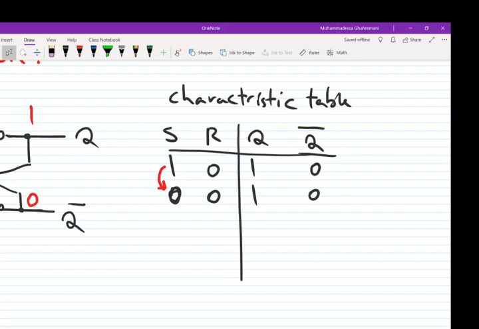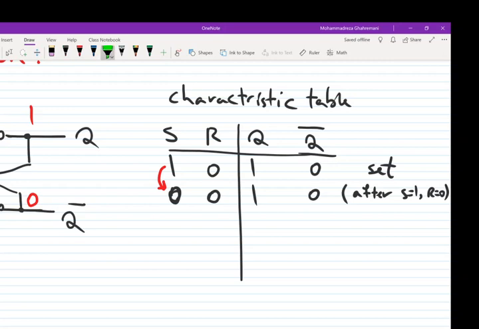The first row we call it set, because by setting S to 1 and R to 0, Q will be 1 and Q bar will be 0. And the second row, we say both are 0, but after S is 1 and R is 0.